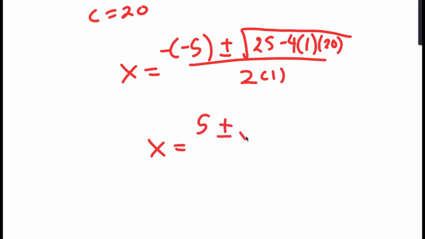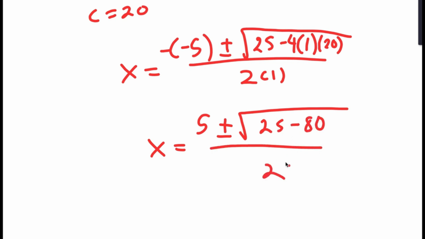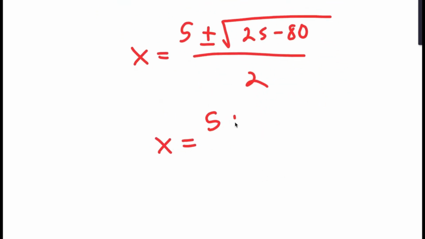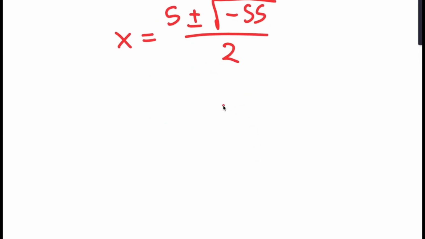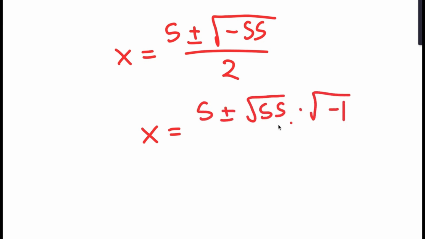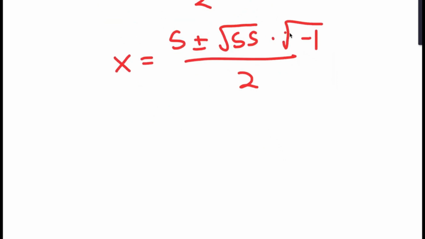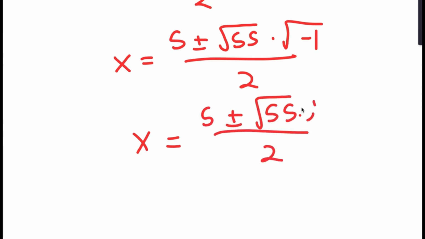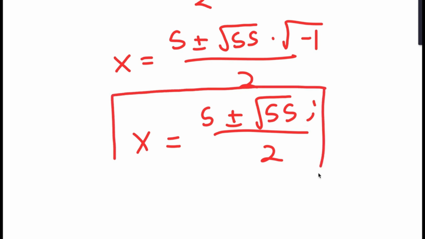And this is equal to 5 plus or minus the square root of 25 minus 80 over 2, which is equal to 5 plus or minus the square root of negative 55 over 2. Now, this is equal to the square root of 55 times the square root of negative 1 over 2. And the square root of negative 1 is equal to the imaginary number i. So I get 5 plus or minus the square root of 55 i over 2. So these are two more solutions to this equation.